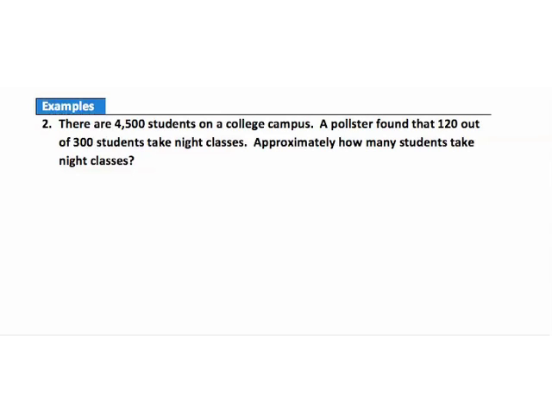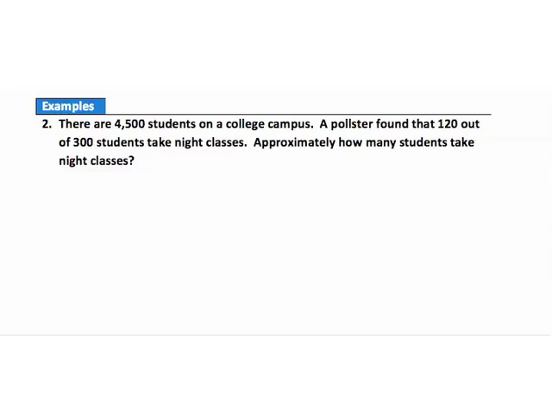Now let's take a look at an example that will help you understand how to use a sample to get an estimate about an entire population. Example 2. There are 4,500 students on a college campus. A pollster found that 120 out of 300 students take night classes. Approximately how many students take night classes at this campus?